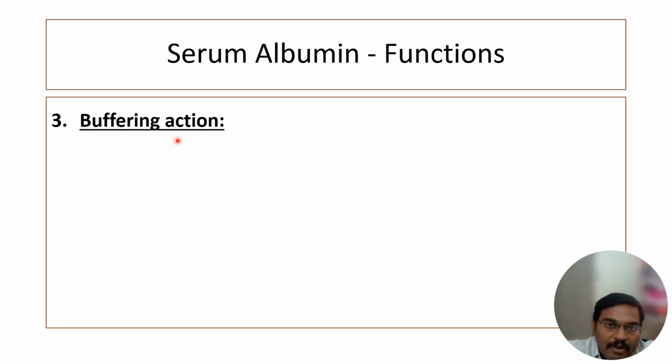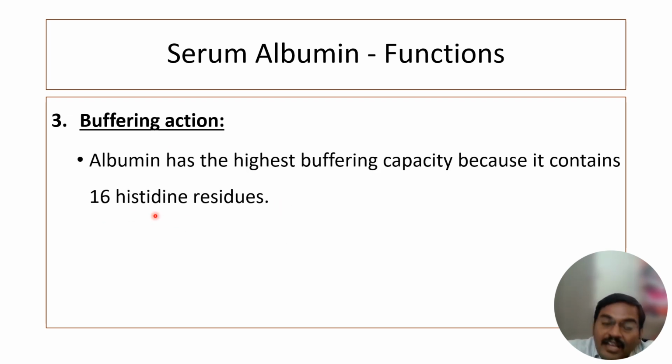The next function of albumin is its buffering action. It is a very good buffer. Why is it acting as a very good buffer? Because the number of histidine amino acids present in albumin is high. There are totally 16 histidine amino acids present in albumin.